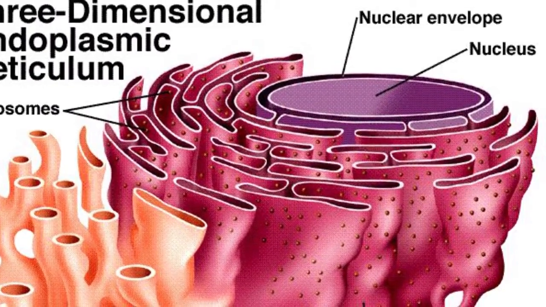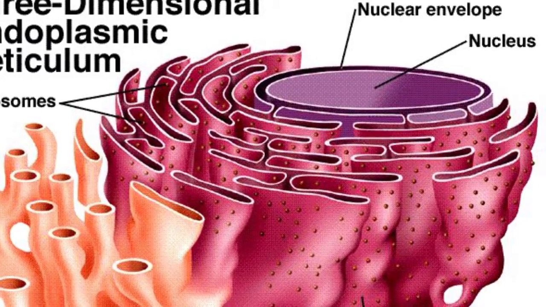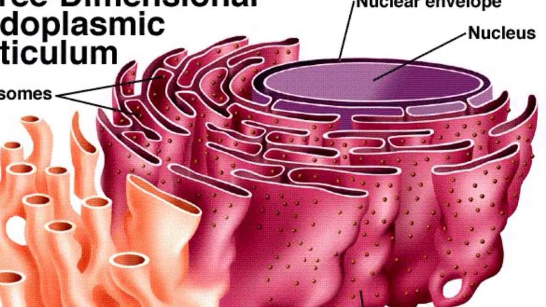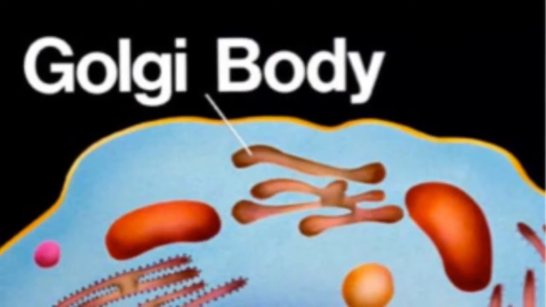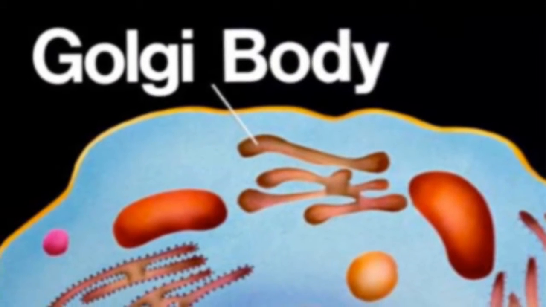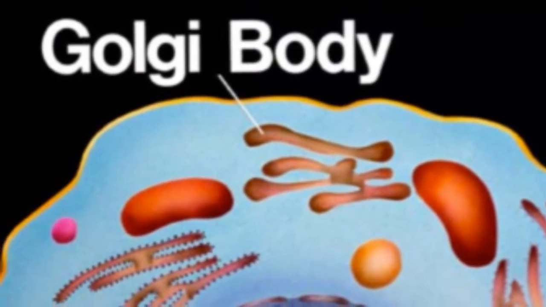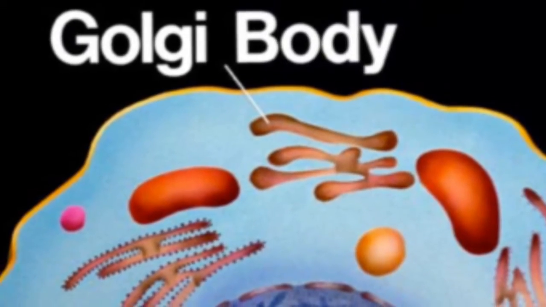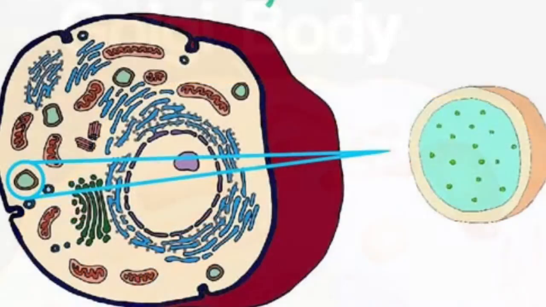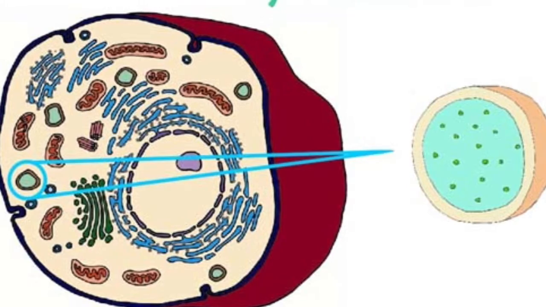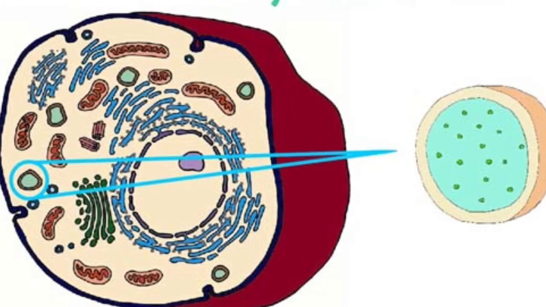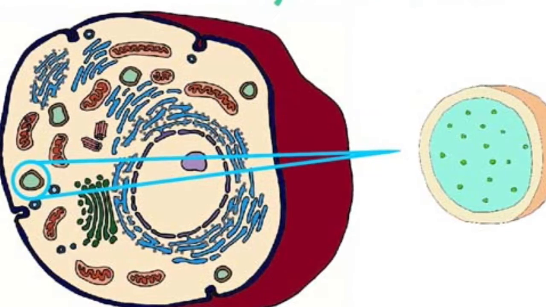The endoplasmic reticulum is responsible for moving materials around in the cell. The Golgi body of the cell packages and transports cellular materials. It moves things within the cell or out of the cell. Lysosomes contain the digestive chemicals that help break down food, waste, and worn-out cell parts.